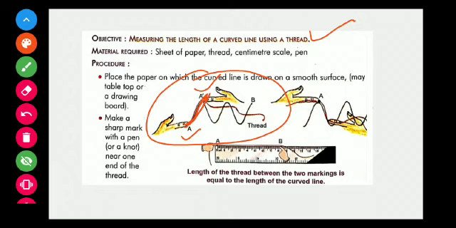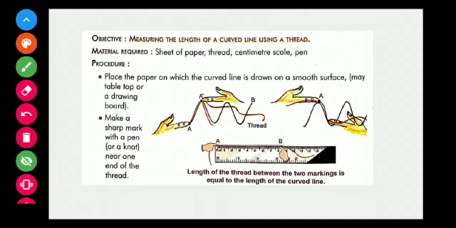After this, repeat the same for the next portion. Again repeat the same for the next portion, up to B. So repeat the same process for the next portions till the other end B. Now, before stretching the thread, mark the thread against the other end of the curved line, that is at point B. Now stretch the thread.